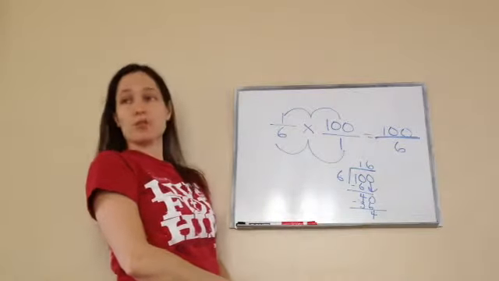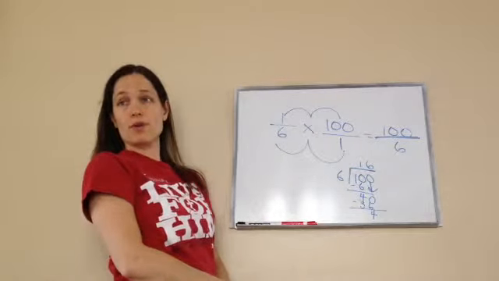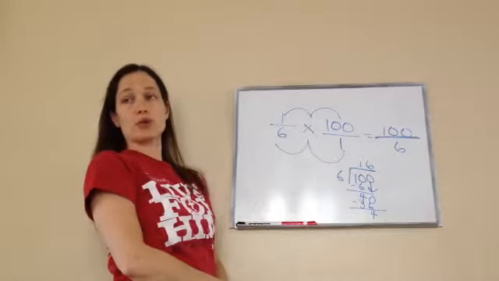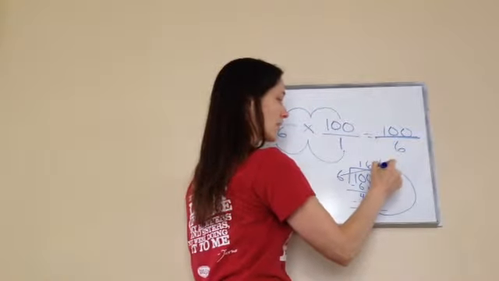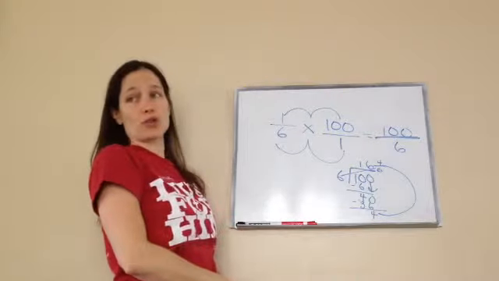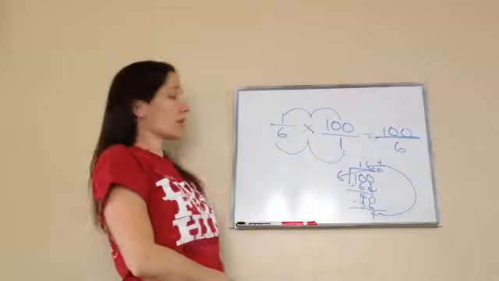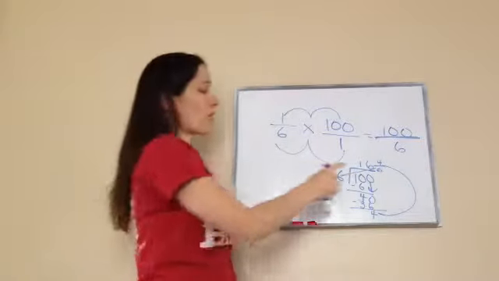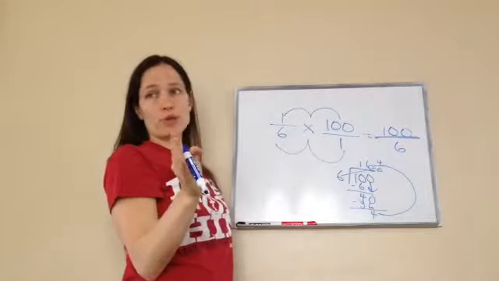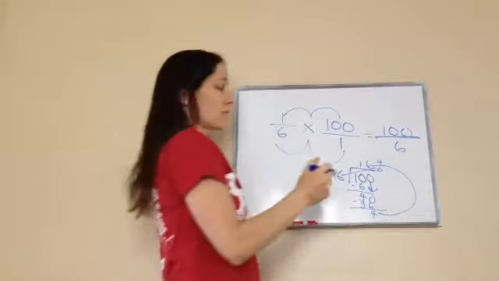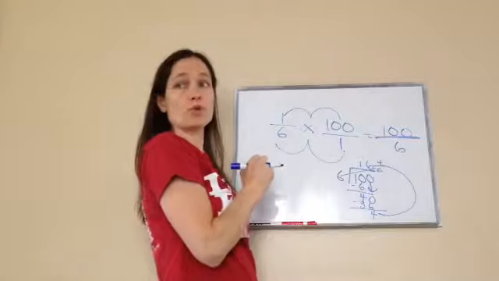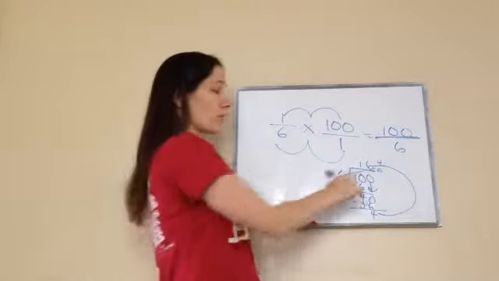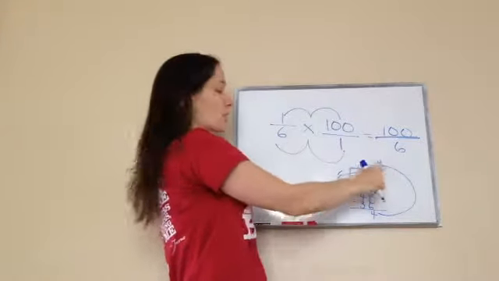Is there anything else to bring down? No. What does that mean I do? Remainder 4, or just 4 over 6. We're going to bring this up here, put 4, slide this over, and 6. Now, is that the final answer? No. 4 over 6 reduces. What number will go into both 4 and 6? We always have to reduce fractions. 2 will go into both 4 and 6. 3 will go into 6, but not 4. So we're going to do 2.